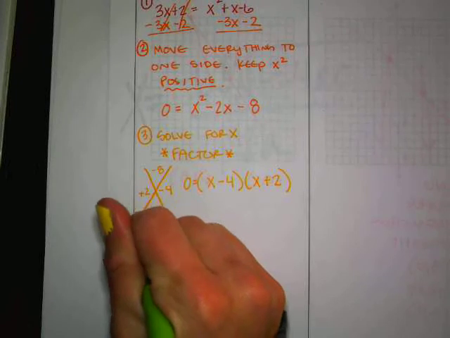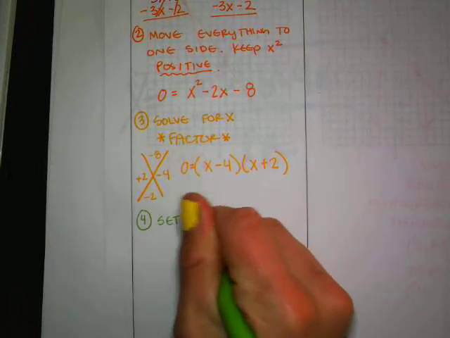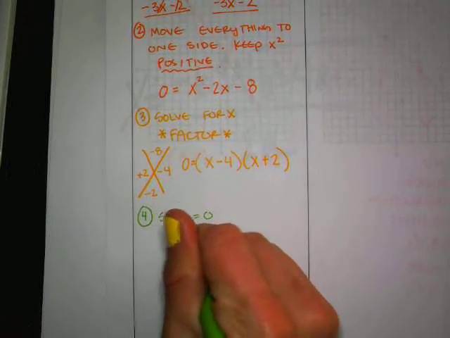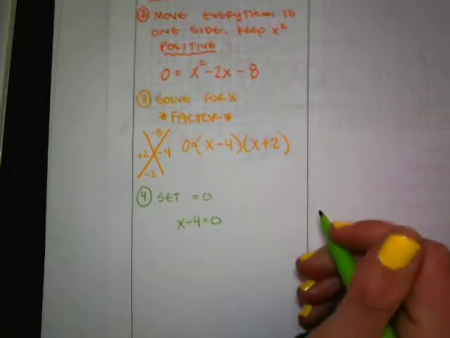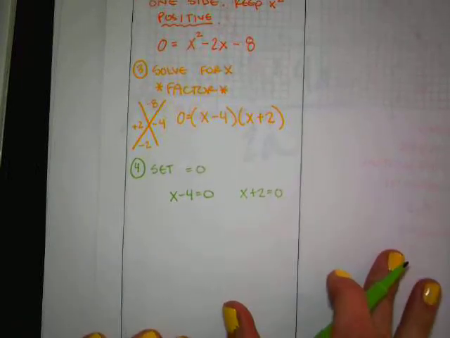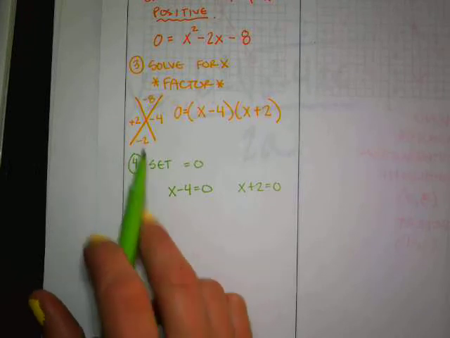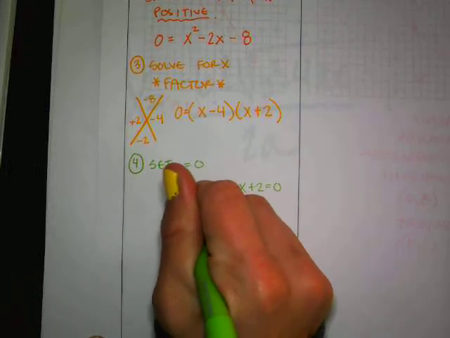Okay, and then what do you do after you factor? Set them equal to 0. So we're going to do x minus 4 equals 0. X plus 2 equals 0. How'd you get minus 4? Because you want them to make a negative 2. X equals positive 4.